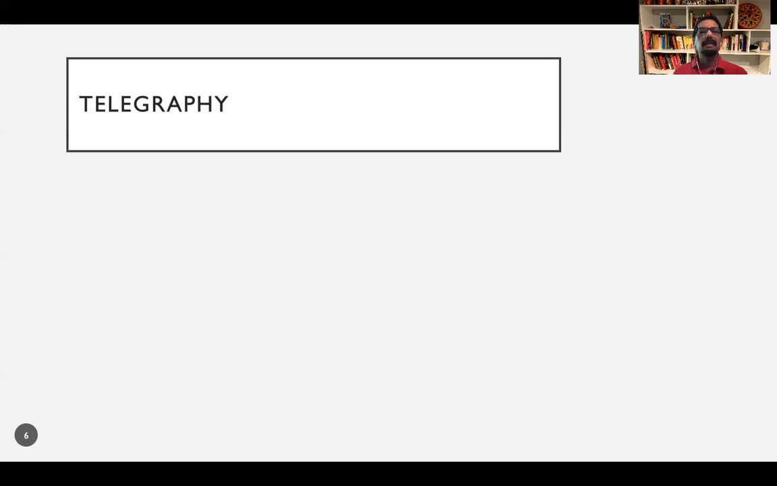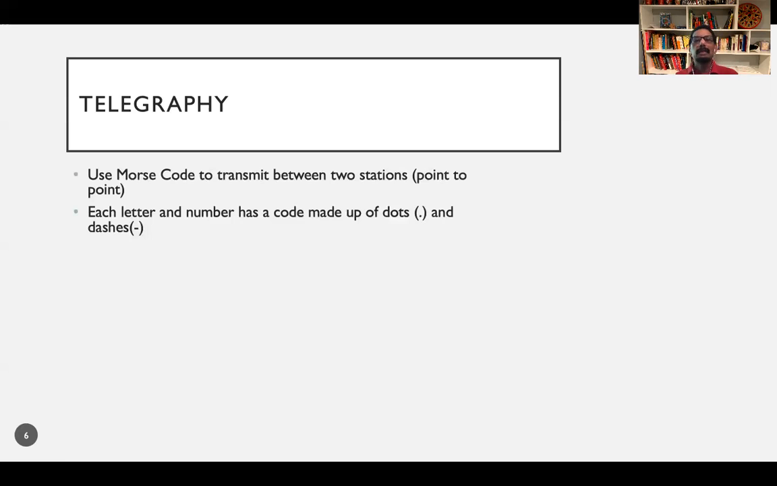So let's revisit telegraphy. It's a fascinating thing because some of the ideas from telegraphy actually apply to the internet. Telegraphy works on something called the Morse code to transmit between two stations. That's the point-to-point idea, okay? So each letter and number has a code made up of dots and dashes, a combination of dots and dashes.